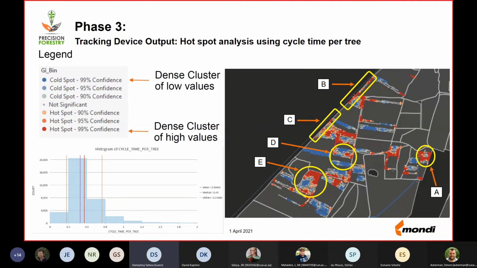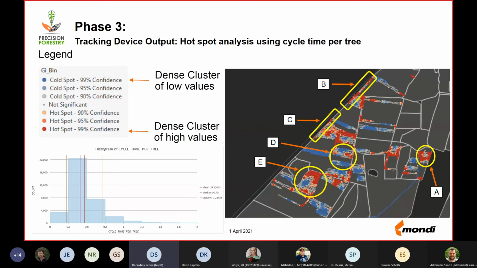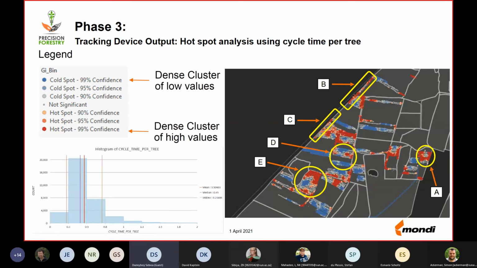And then on point E, you can see that on this part where for stem volume you had a high cluster of high values where you had a higher stem volume, you can also see here how it influenced your cycle time, whereby you had higher cycle times. And then on the patch in the middle of the compartment where you had a dense cluster of low values where your stem volume was slightly lower, this is the point where you're having lower cycle times because you have a dense cluster of low values.